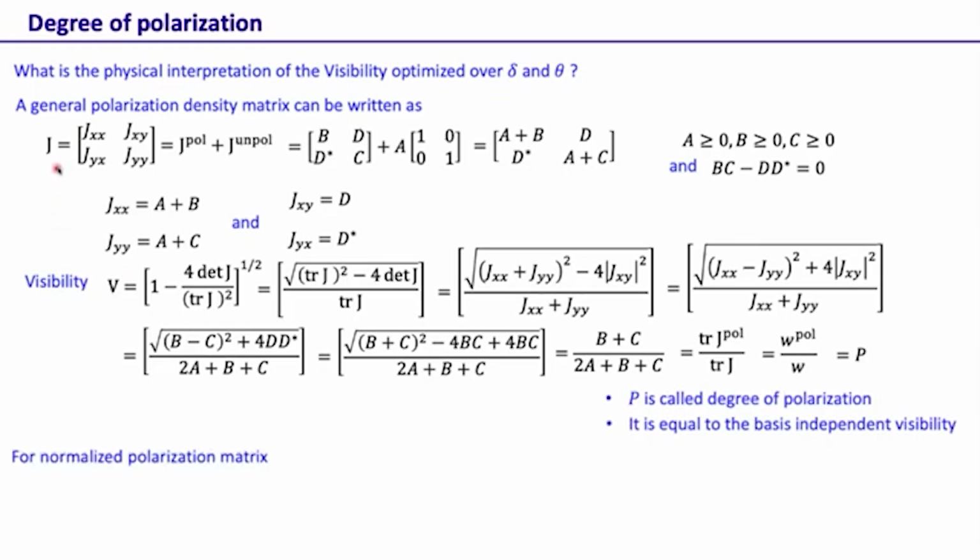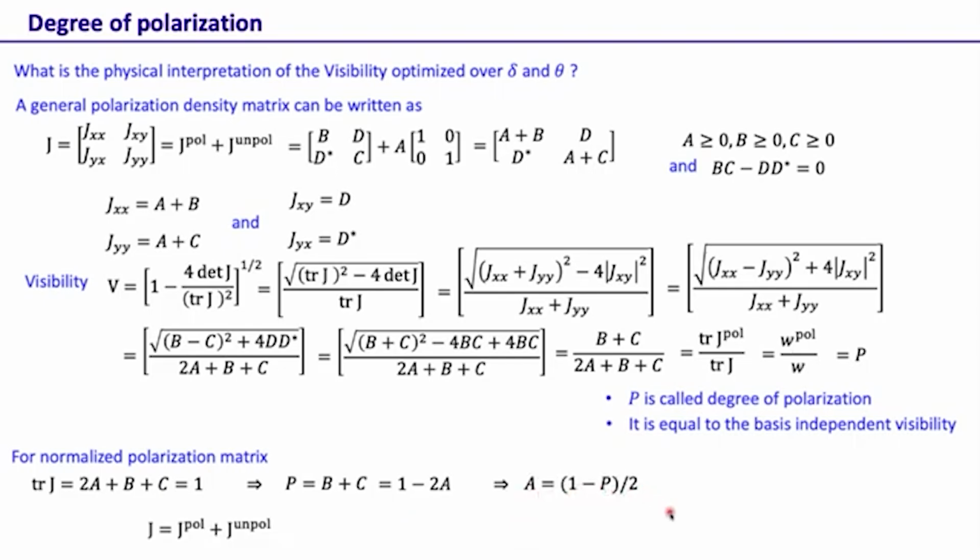Now if this polarization matrix is normalized, so if trace J, which is twice A plus B plus C, is equal to 1, then we get P equal to B plus C, because twice A plus B plus C is equal to 1. So P is simply equal to B plus C. So this B plus C is equal to 1 minus twice A, which is what we write here. Then A is equal to 1 minus P divided by 2.